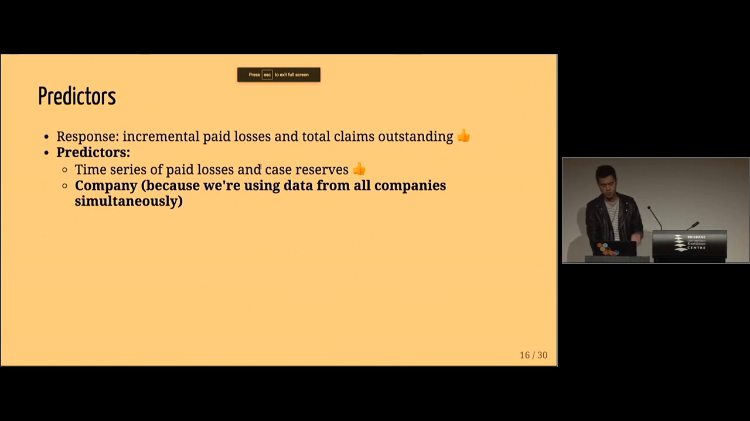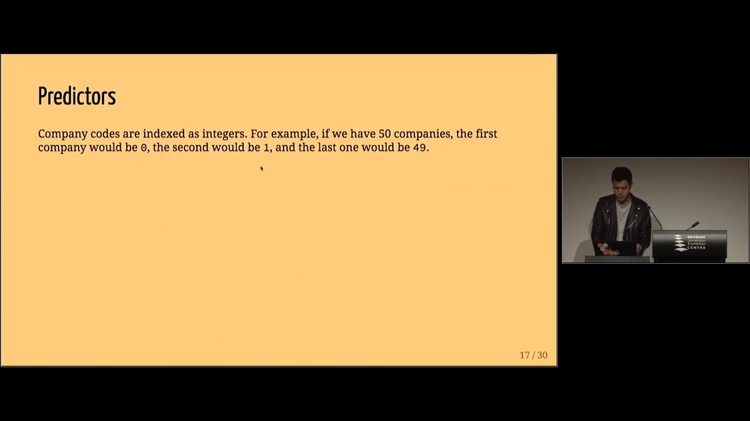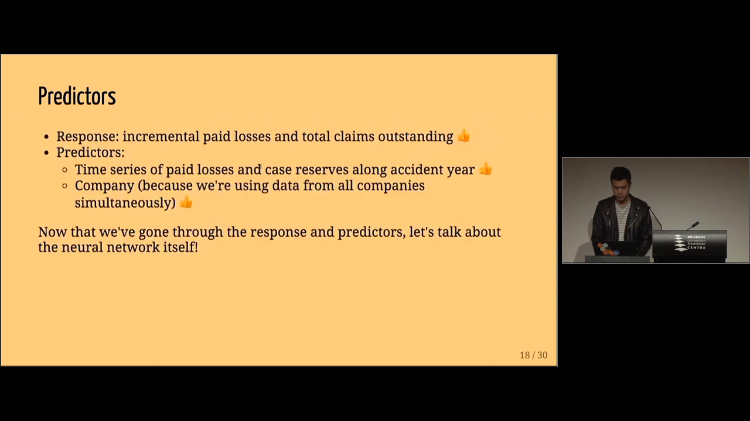So basically, we can use the time series of paid losses and case reserves, and we are also going to use the company code that's in the modeling data set as one of the predictors. As opposed to the traditional techniques, we are using data from a bunch of different companies simultaneously, so we need that as a predictor to differentiate the experience. The company codes are going to be indexed as integers. If you have 50 companies, they're going to be indexed from 0 to 49.